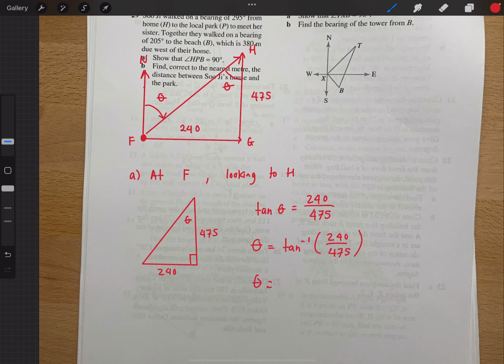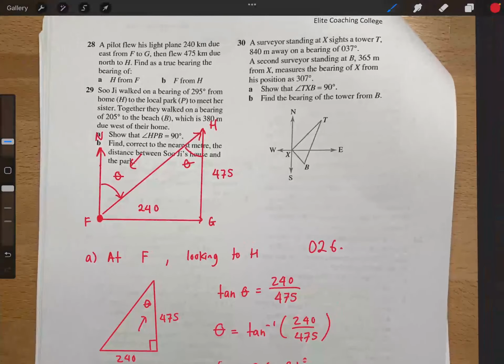On your calculator, just do shift and then press the tan button, and that'll give you the tan inverse. Do 240 over 475 as a fraction, and then just press equal, and you're going to get 26.81 degrees, rounded to 2 decimal places. If that's theta, then this is also theta. So that means the true bearing is going to be 026 point. How many decimals do they want?